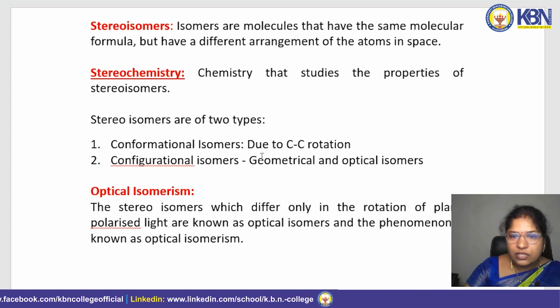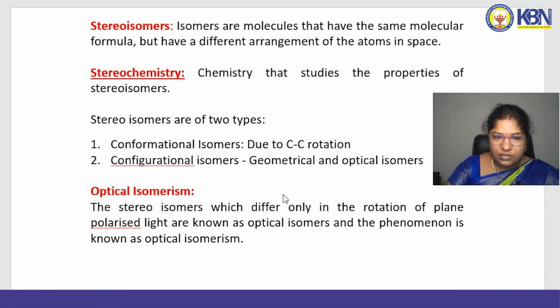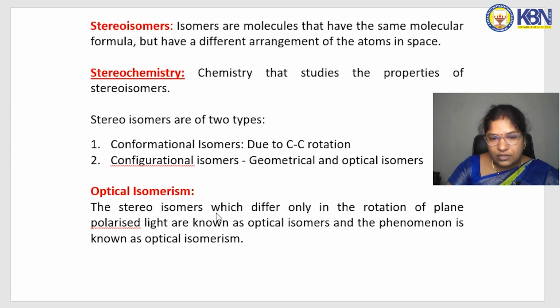In conformational isomers, C-C rotation is possible. In configurational isomers, C-C rotation is not possible. Examples of configurational isomers are geometrical and optical isomers. Optical isomerism: stereoisomers which differ only in the rotation of plane polarized light are said to be optical isomers, and the phenomenon is known as optical isomerism.